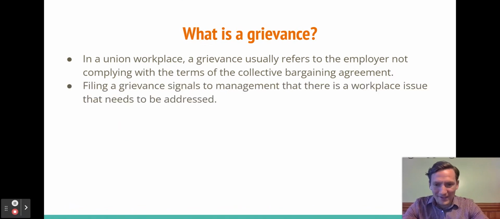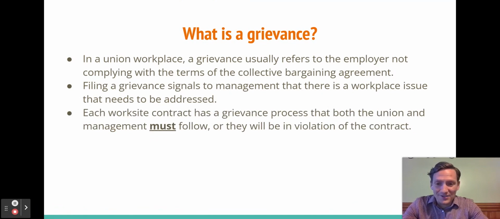So when we file a grievance, that's a signal to management that there's a problem. There's an issue in our workplace that needs to be addressed, and we need you to do what your responsibility is as management, as the employer, to make sure this is handled appropriately.